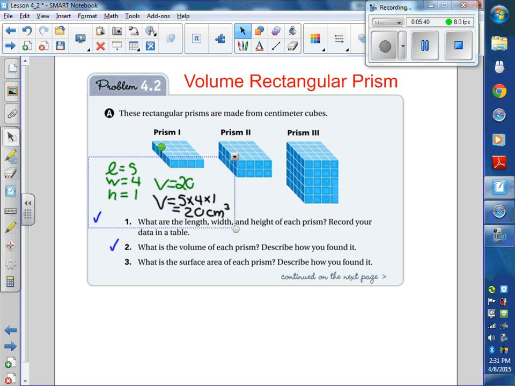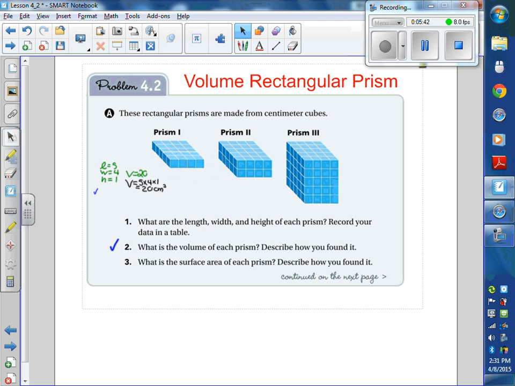Okay, 5, 4, and 2. So the length, that would be his length is back in this direction, right? 5, the width, 4, and the height, 2. So in case you have a little trouble seeing where I'm getting those numbers, I tried to put the red in there.